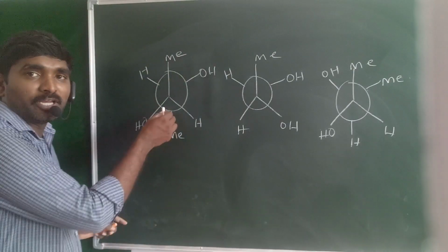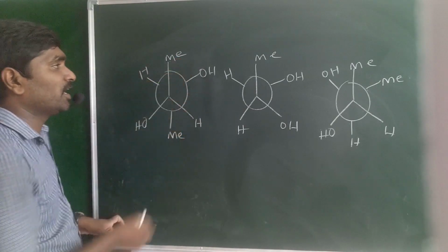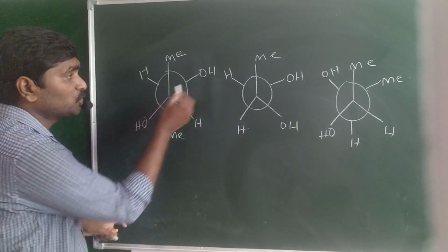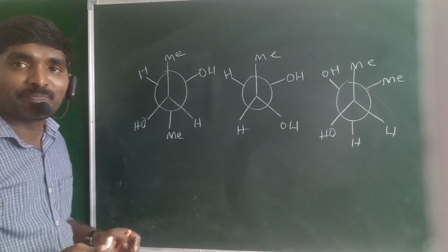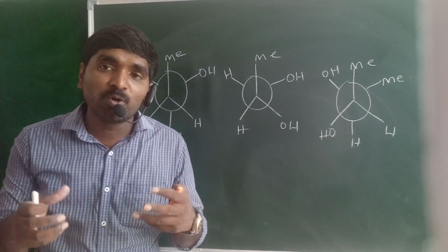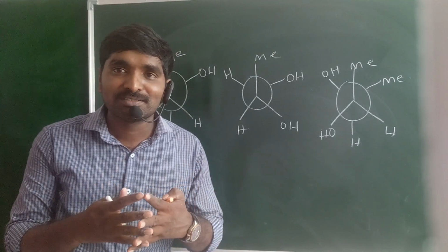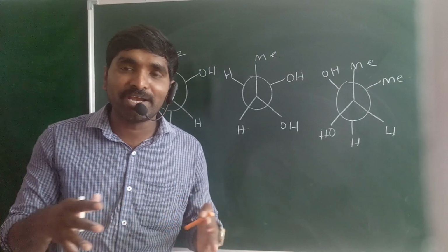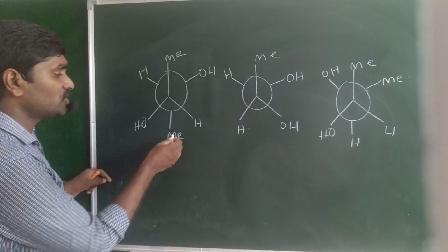When you rotate this molecule by about 180 degrees, the two methyl groups are nearer to each other, the two OH groups are nearer to each other, and the two hydrogen atoms are nearer to each other. When the same kind of groups are nearer to each other, then it should be meso. That means the first one is meso.